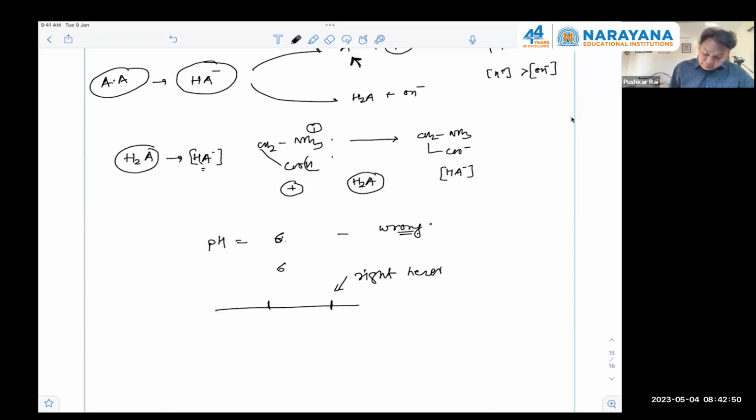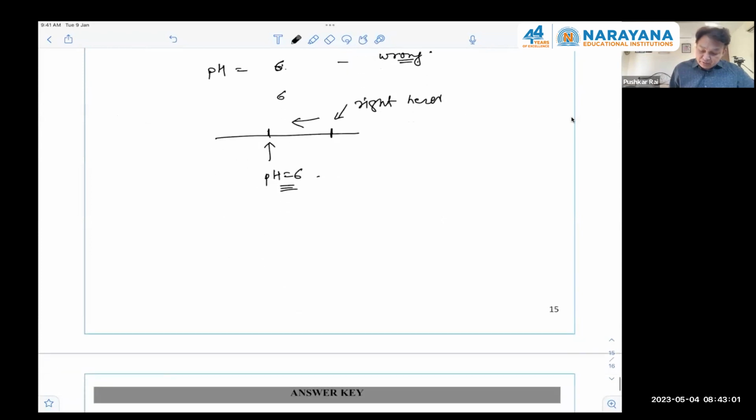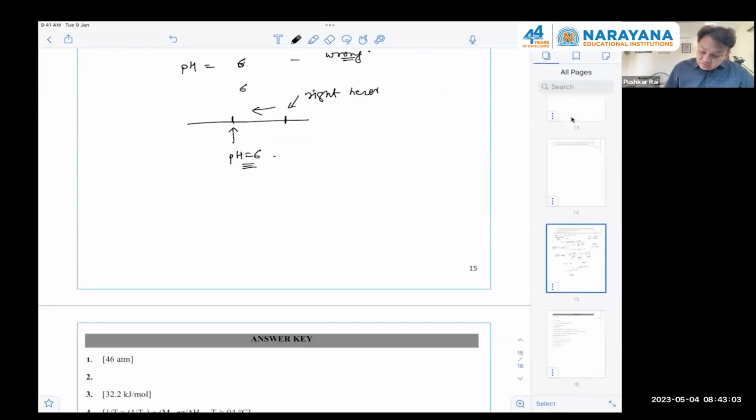And the isoelectric point is here, at pH equal to 6. That is what I explained in the last class. So what you need to do is add some H plus ion into this one. Once you have decided that, the problem is very easy. The only thing is that you have to ascertain this. Now the problem is very easy.